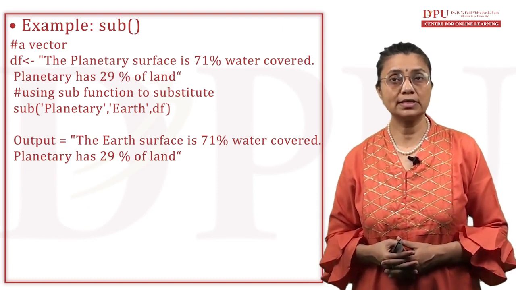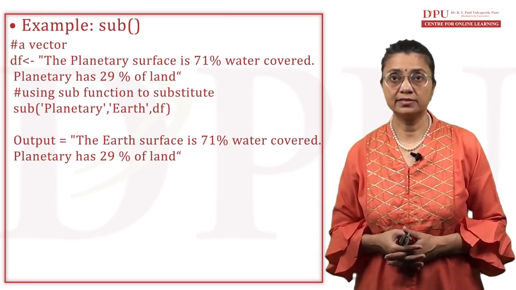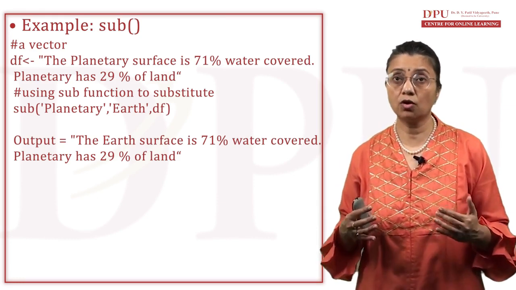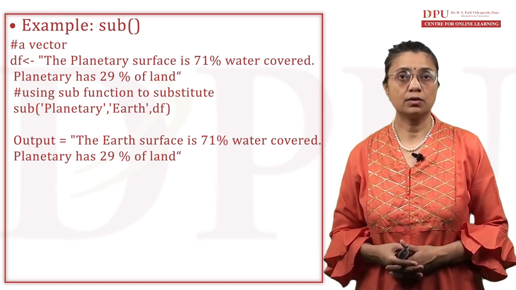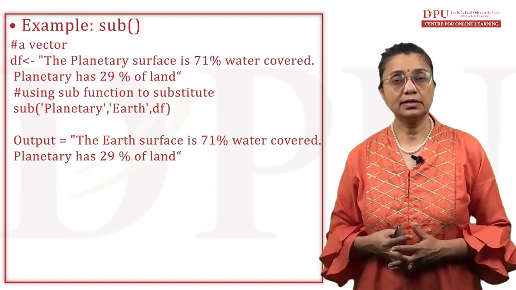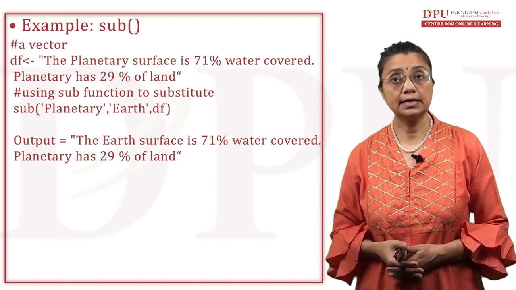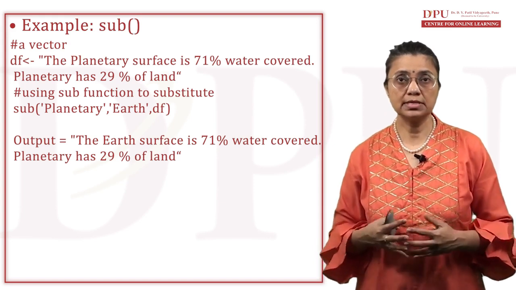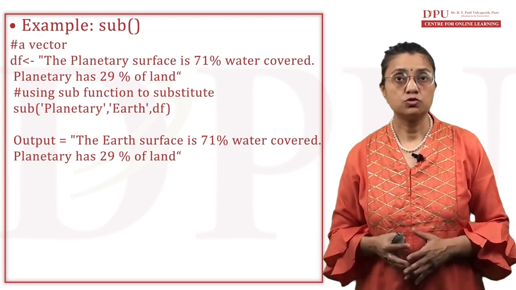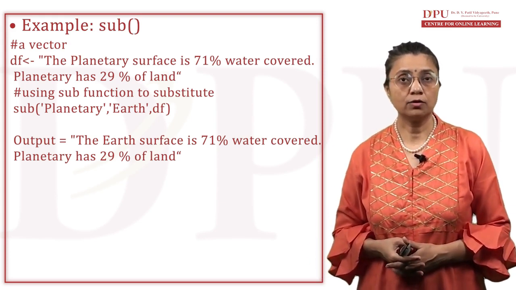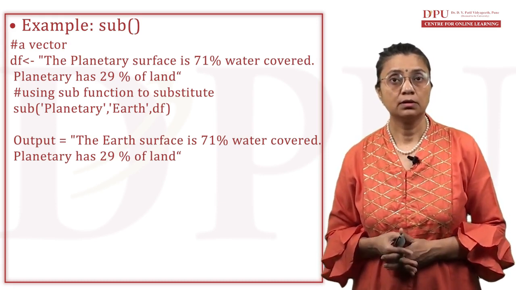Let's have a look at one more example in sub to understand better. We all know that the sub function can just replace the first occurrence and not all the occurrences of the pattern word. In this example, you can see a vector df, where the vector is a complete sentence: The planetary surface is 71% water covered. Planetary has 29% of land. Using the sub function to substitute, we write sub, planetary, earth, df. Here we are looking for the string planetary and replacing that with the word earth.